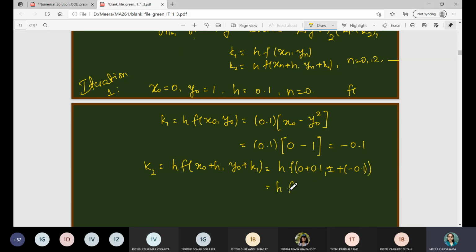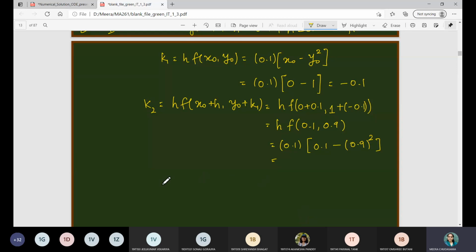So this will be nothing but h f at 0.1, and here it is 1 minus 0.1, so it will be 0.9, right? So h is 0.1 and function f of xy is x minus y square. So it is 0.1 minus 0.9 square. Compute it and let me know the answer. Minus 0.071, right?